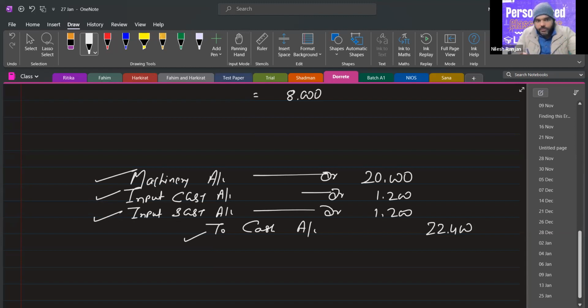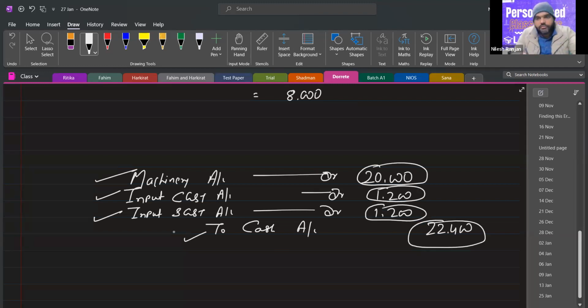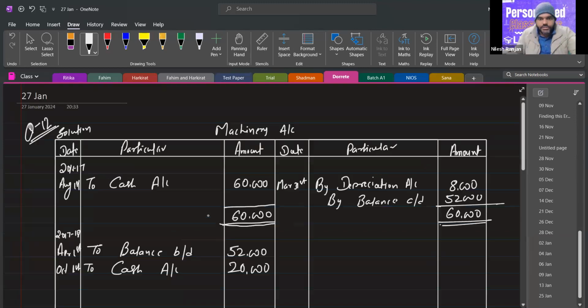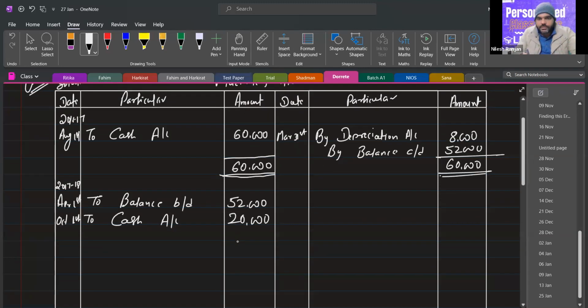Now, in machinery account, we will write the name of the opposite account, so to cash account. So machinery account to cash, the amount will be this. In CGST account, the amount will be this. In SGST, the amount will be this. In cash account, the amount will be this. But in cash account, all three will be written, because cash is related with all three items. But in machinery account, the other two will not be written, and in those two accounts, the others will not be written. That's why I have written here only the cash 20,000.